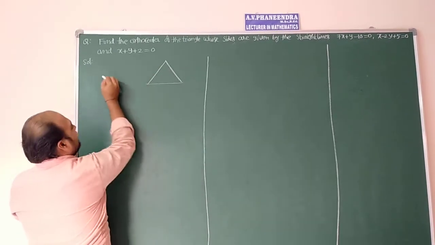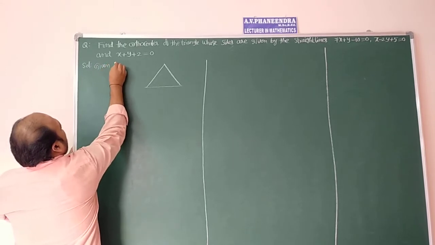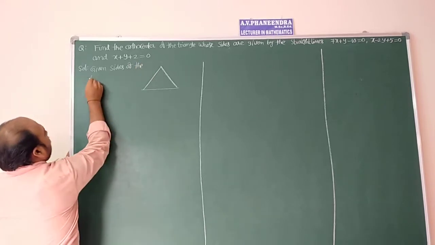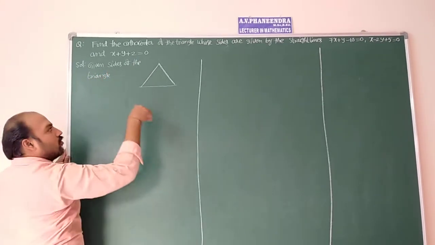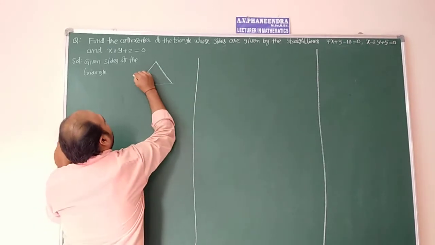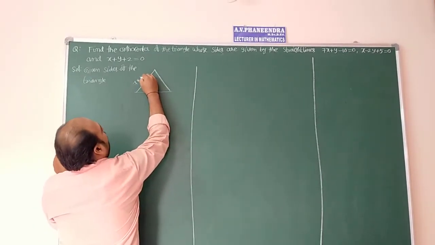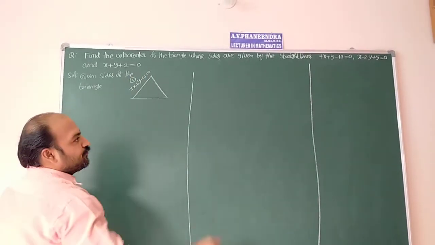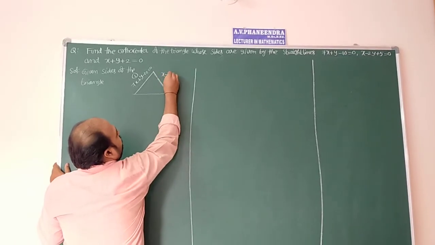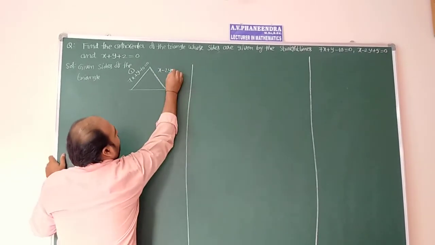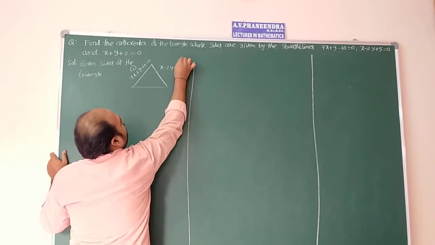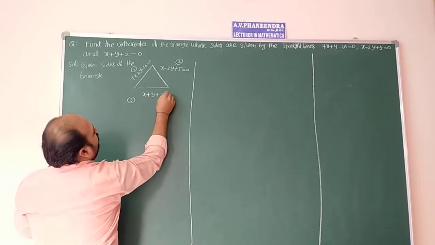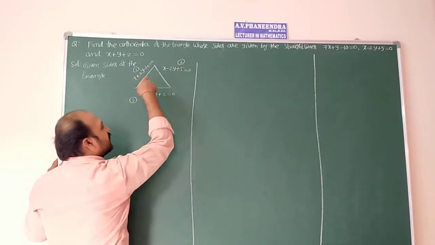So first, given sides of a triangle, here only I am writing all the sides. First side 7x plus y minus 10 equal to 0. I am keeping that as equation number 1. The second line, x minus 2y plus 5 equal to 0, is the second equation. And the third equation is x plus y plus 2 equal to 0.